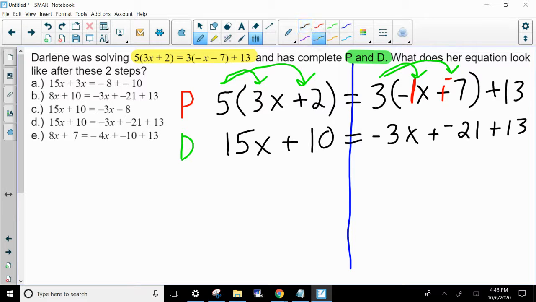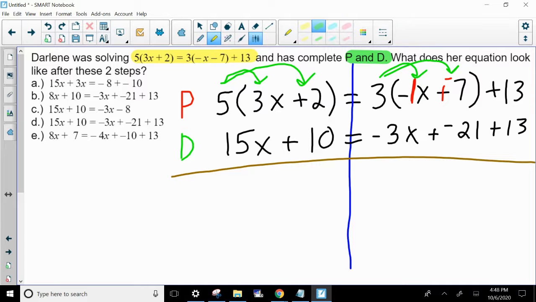All right, and then I feel pretty good about this. I can look for what we got to after we distributed and find it in our answer choices. All right, and by looking through them, it looks like D is our right answer. It is what the equation should look like after these two steps.